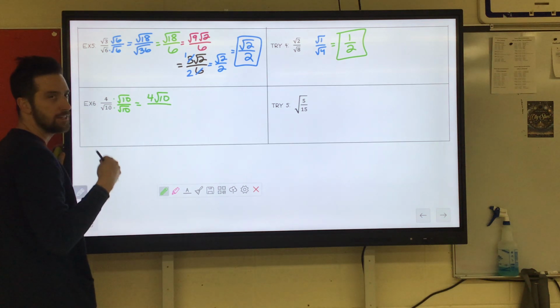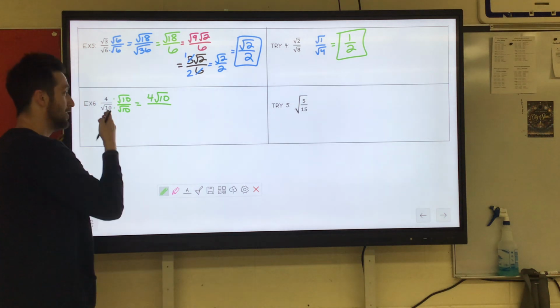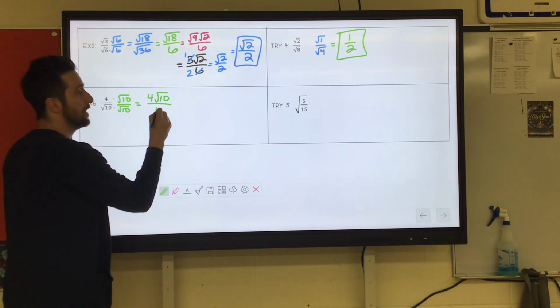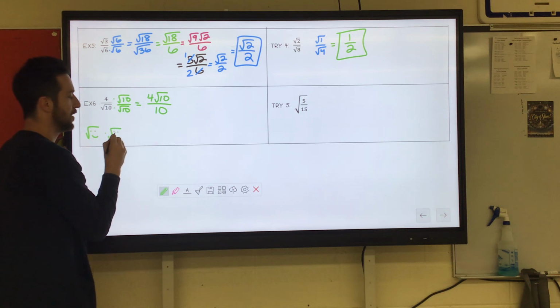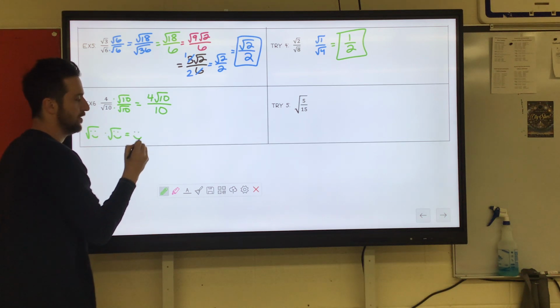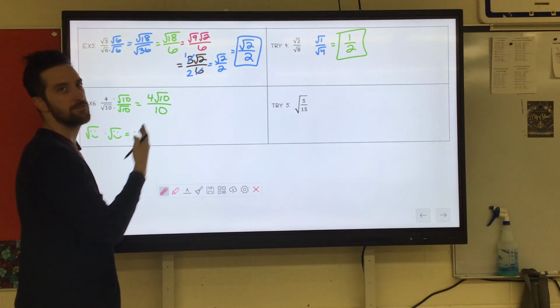Denominator, square root of 10 times square root of 10 is the square root of 100, which is 10. Square root of 10 times square root of 10 is 10. Square root of smiley face times the square root of smiley face is just smiley face. Lock it in your brain. There are no more perfect squares left in 10.